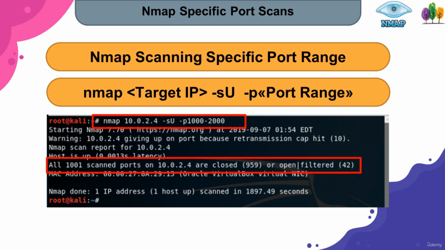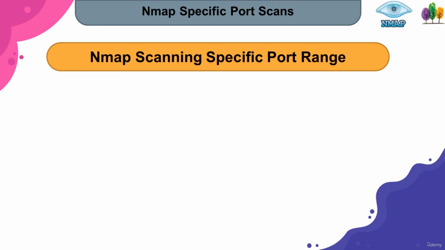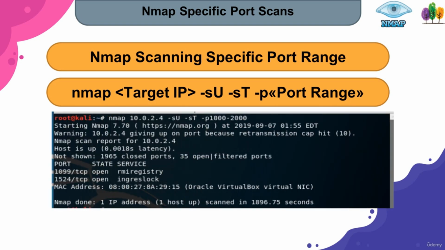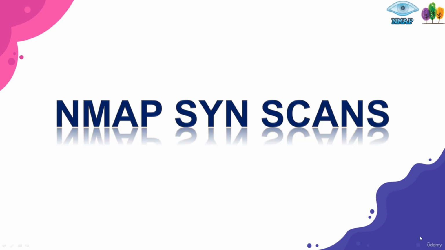And the scan results come up. So here you can see it scanned the TCP 1000 to TCP 2000 port range, and it shows the results. Now, both TCP and UDP scanning, of course, can be performed at the same time. When you want to do that, you just put this on the command line, nmap -sT -sU -p 1000-2000, and press enter. And there you have the scan results of the TCP and UDP ports between 1000 and 2000.